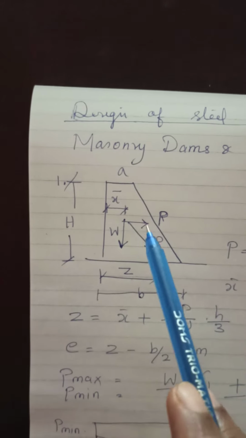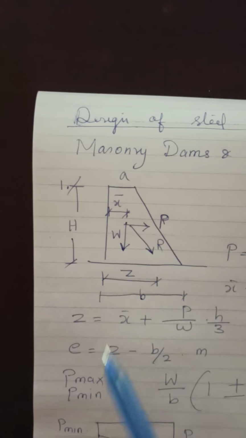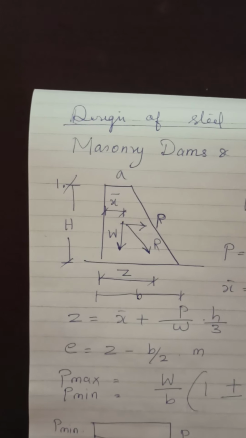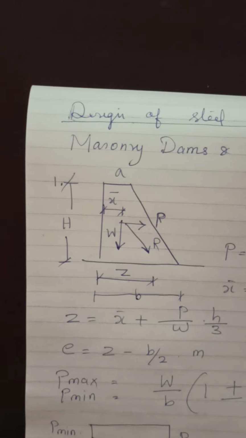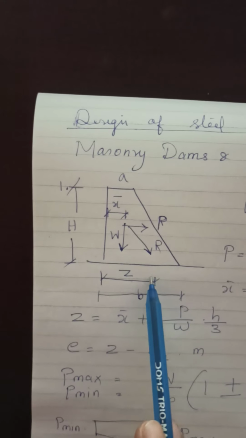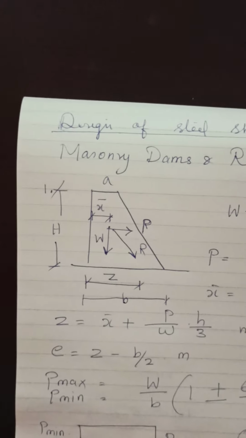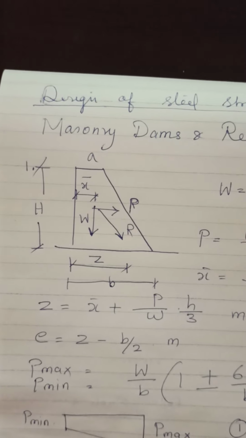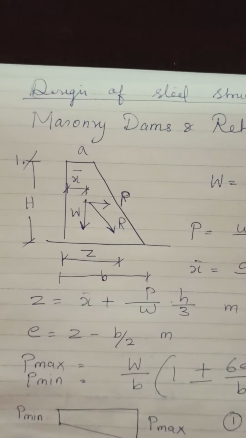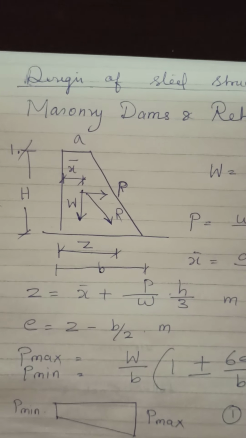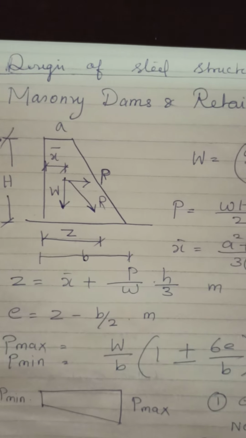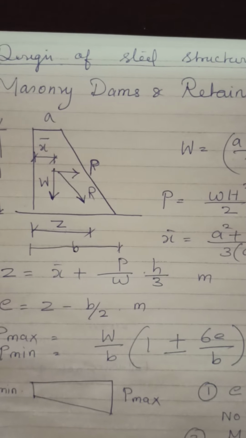So as a result of this, there is a resultant which is hitting the dam bottom at a distance z from this point of the dam, the heel of the dam. So we have to analyze the dam structure for its pressures, maximum pressure and minimum pressure. That is the first type of problem which we have already discussed.